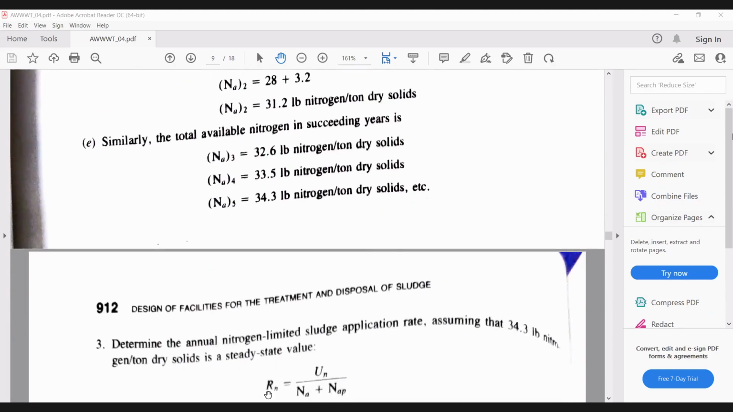Similarly, if we calculate, you will find these are the data. Now our target is to determine the annual nitrogen-limited sludge application rate, based on nitrogen, not based on cadmium.